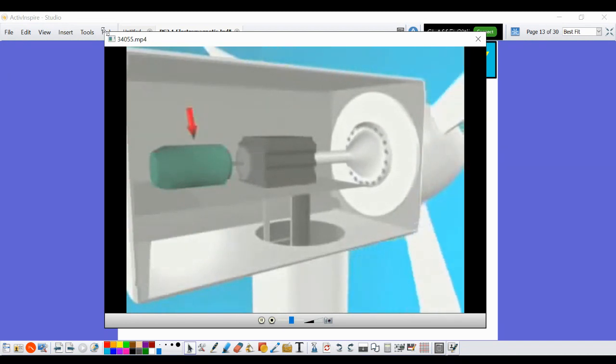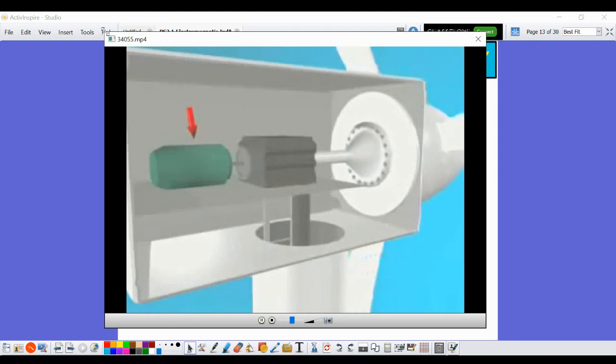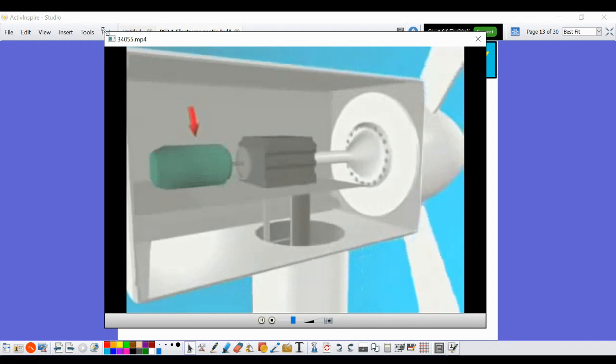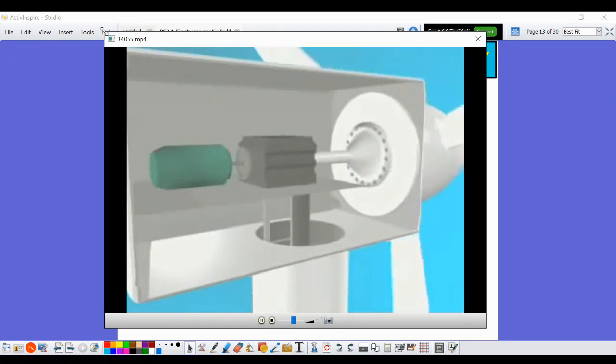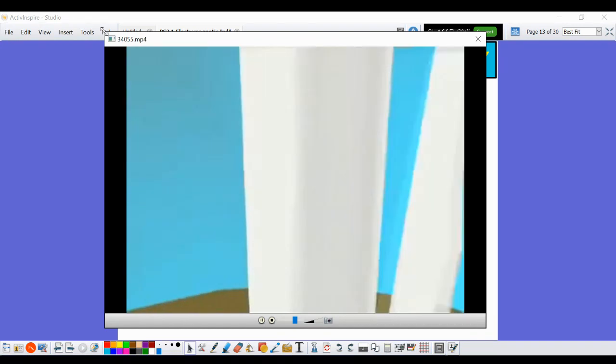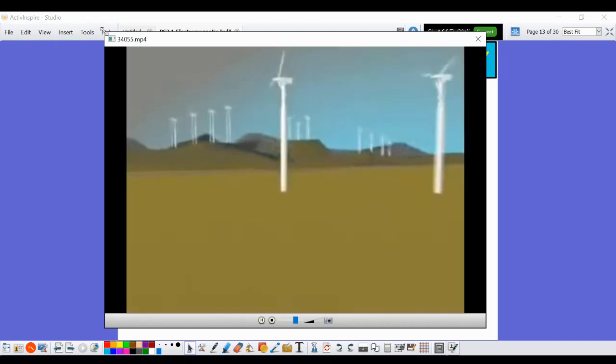For this wind turbine, a step-up transformer inside the nacelle increases the electrical generation from 690 volts to 3,400 volts. The electricity generated then travels down large cables from the nacelle through the tower and into underground cables.